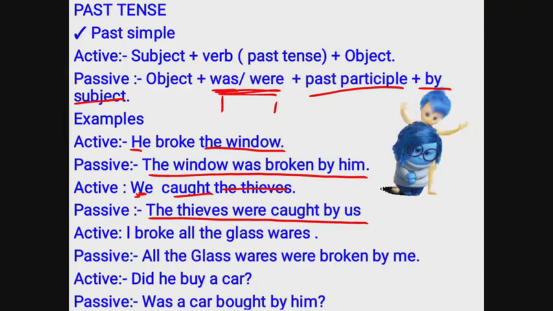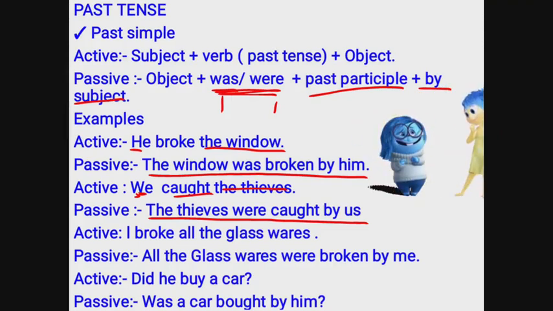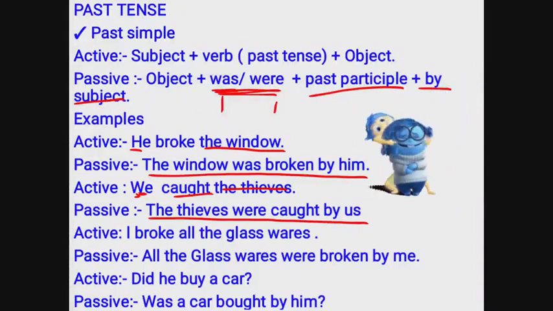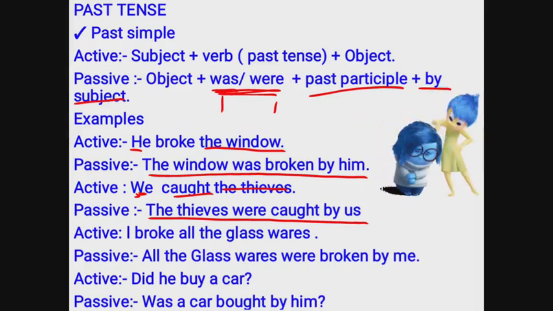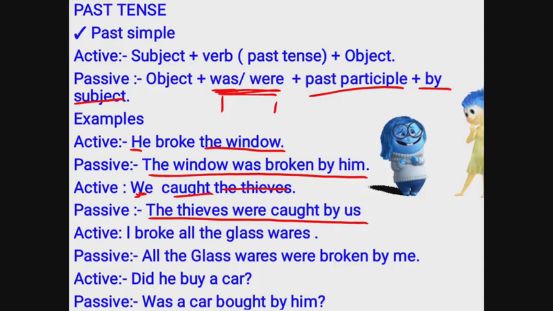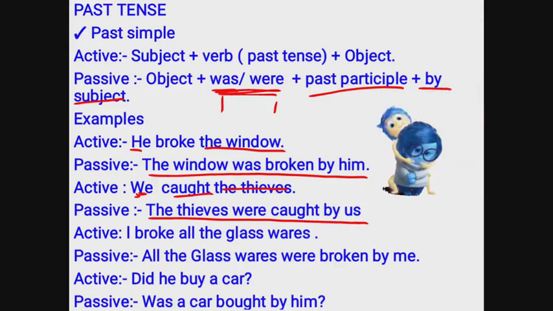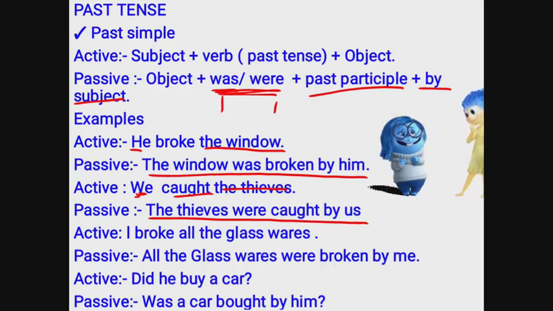Let's look at the next sentence that we have. I broke all the glasswares. This person must be very careless. I broke all the glasswares, which means your cups, your glass plates, your glass cups, and all that. I broke all the glasswares. Now, I is the subject, broke is the past tense, which is the verb. All the glassware is the object that is receiving the action, isn't it? The action that is being carried upon.